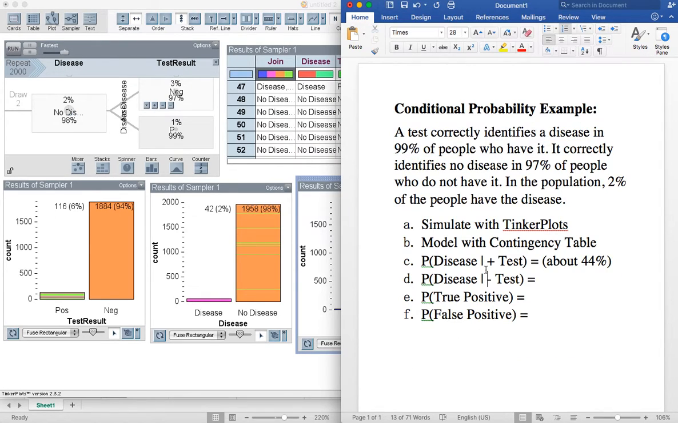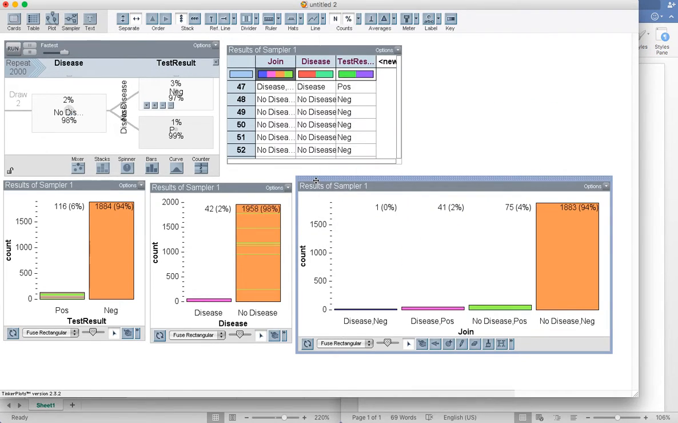So back over here. We'll go to this in just a second. Let's see here. The probability of having the disease given a positive test. That's what we're interested in. Having the disease given a positive test. So if I come over here, the disease and positive is 41 people. There's that one. Now that's having the disease given a positive test. So out of the people that had positive tests, notice this is labeled in two different colors. So that's 41 out of 116.